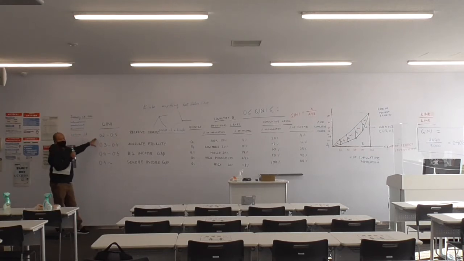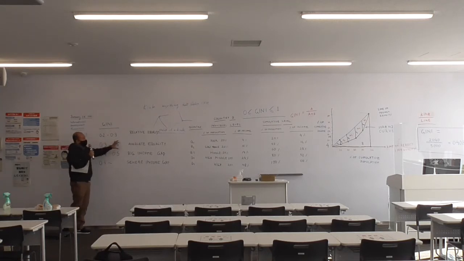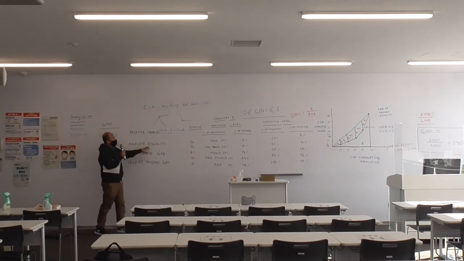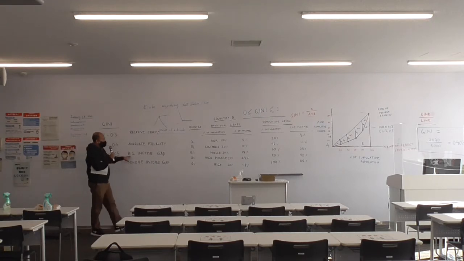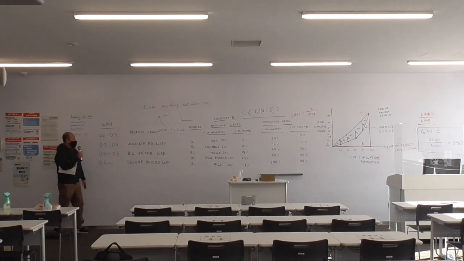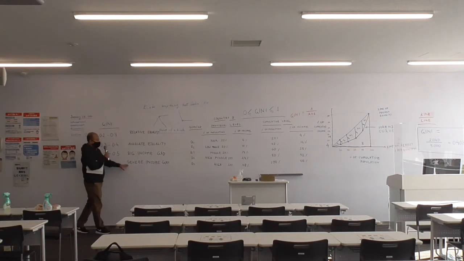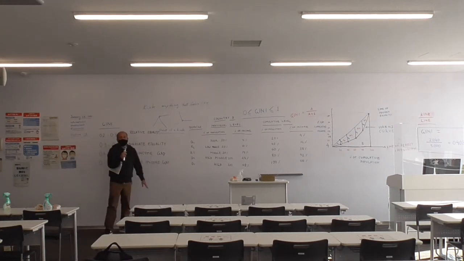This is actually not fundamental. This is just comparative, very much comparative. From 0.3 to 0.4, we can say that those countries have adequate equality. If a country's Gini coefficient goes from 0.4 to 0.5, we consider that there is a big income gap in those countries. And finally, if it goes over 0.5, then we say that there is a severe income gap.